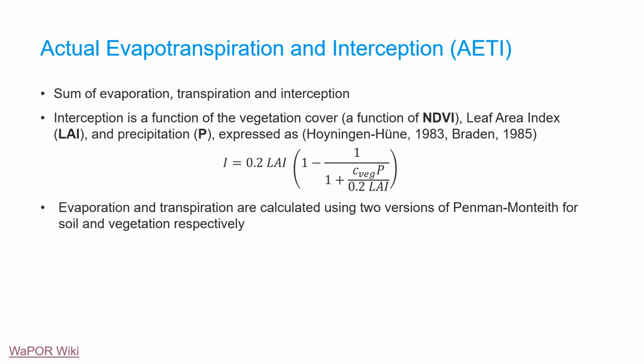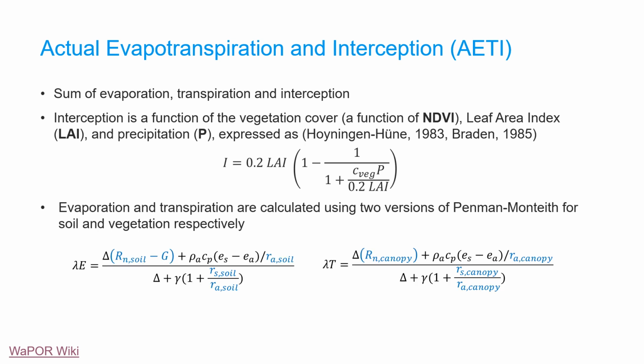For evaporation and transpiration, two versions of the Penman-Monteith equation for soil and vegetation are used respectively. The meteorological variables are calculated the same way as in the reference evapotranspiration method. The main differences are how net radiation, soil heat flux, surface resistance, and canopy resistance are calculated.